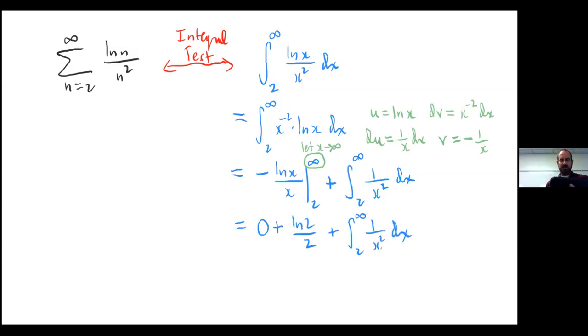Now let me ask you something. What about this integral right here? Does this integral converge? Do we have to really go any further?